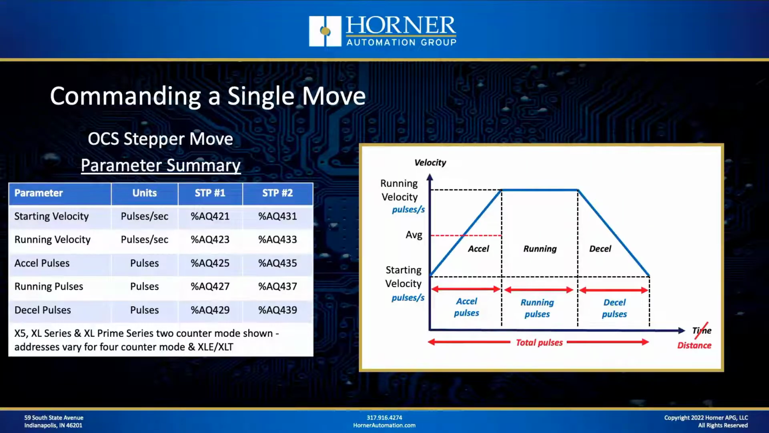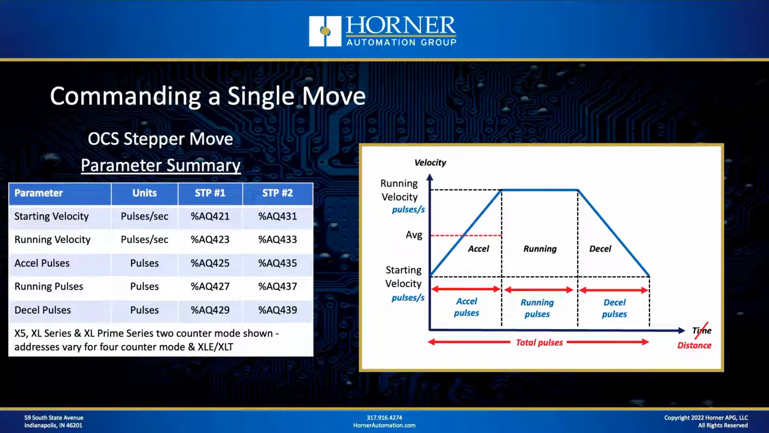So now let's talk about commanding a single move. So how does an OCS actually command a single move? Well, let's talk about, first of all, that trapezoidal move profile, which I have shown in that diagram on the right. The OCS is going to be commanding a total distance to be traveled. If you want to think of the rotor turning as kind of a linear distance.